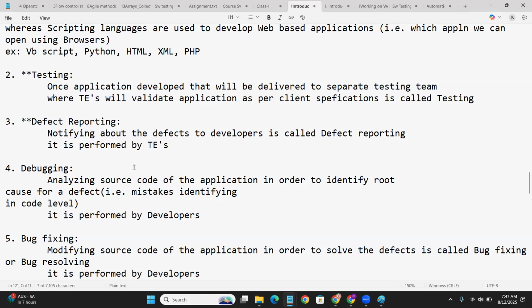So why was this defect raised? Where did they make a mistake while writing the program? That analysis is what we are going to call debugging. It is performed by developers. Then bug fixing. Modifying the source code of the application in order to solve the defects is called bug fixing. Right.